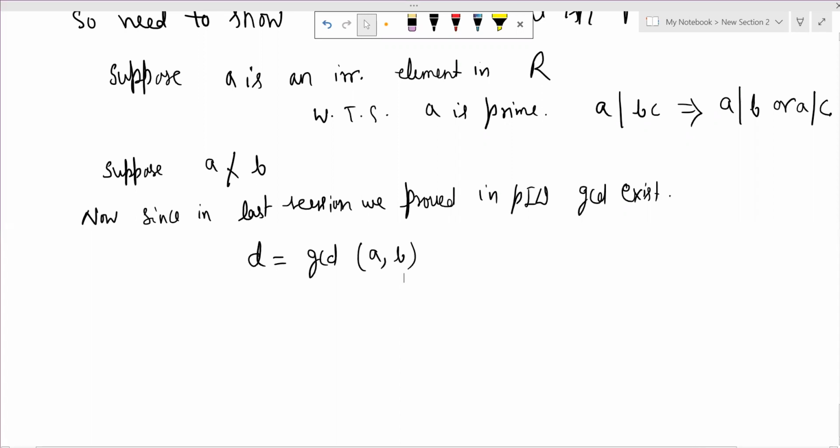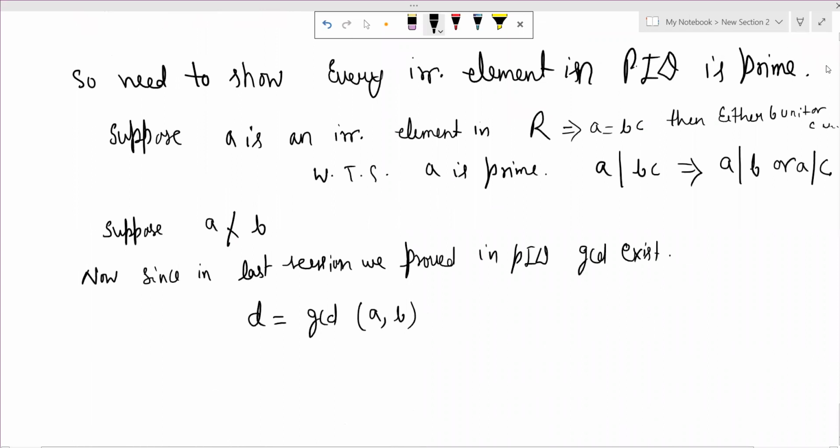Okay, this one is easy, right? D, the GCD, and A divides BC. A is an irreducible element. What does irreducible mean? If A equals BC, then either B is a unit or C is a unit. So we want to show A is prime: if A divides BC, then A divides B or A divides C, right?